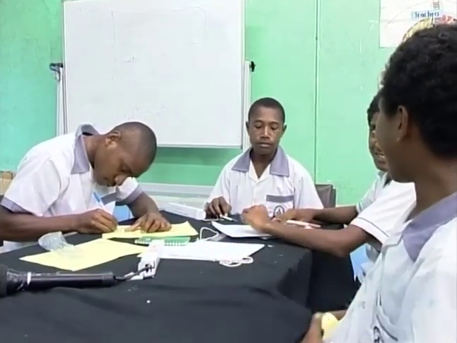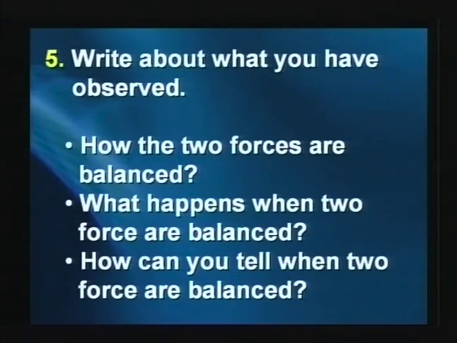Now, let's just go through quickly. It says, write about what you have observed, and you have 3 points there to help you write what you have observed. Now, when you did the activity, you find that when both forces at both ends balance, there is no motion. No motion meaning there is no movement. And you are observing the cardboard to see that there is no movement when the two forces are balanced.